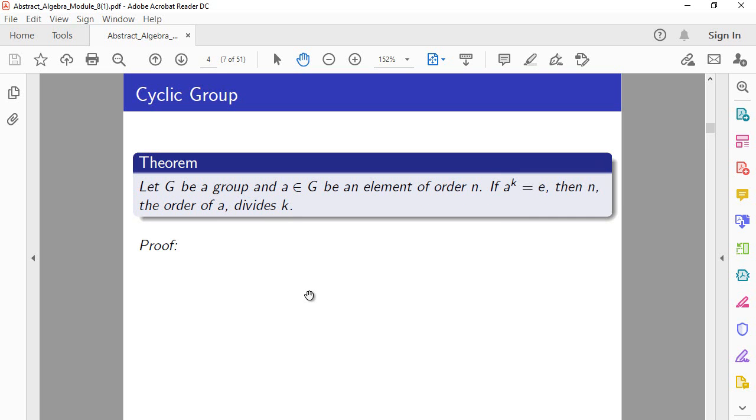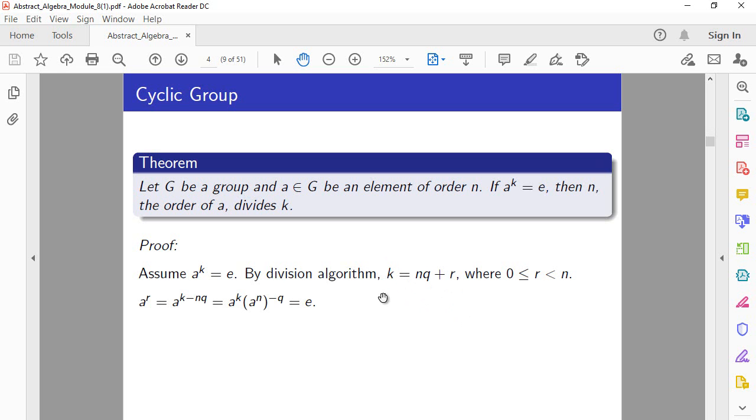Let's try to prove this too. Let's assume that A to the k is the identity. And by applying the division algorithm, we can express k as nq plus r, where r is greater than or equal to 0 and less than n. That is, we are dividing k by n, and then we are getting a quotient and a remainder.